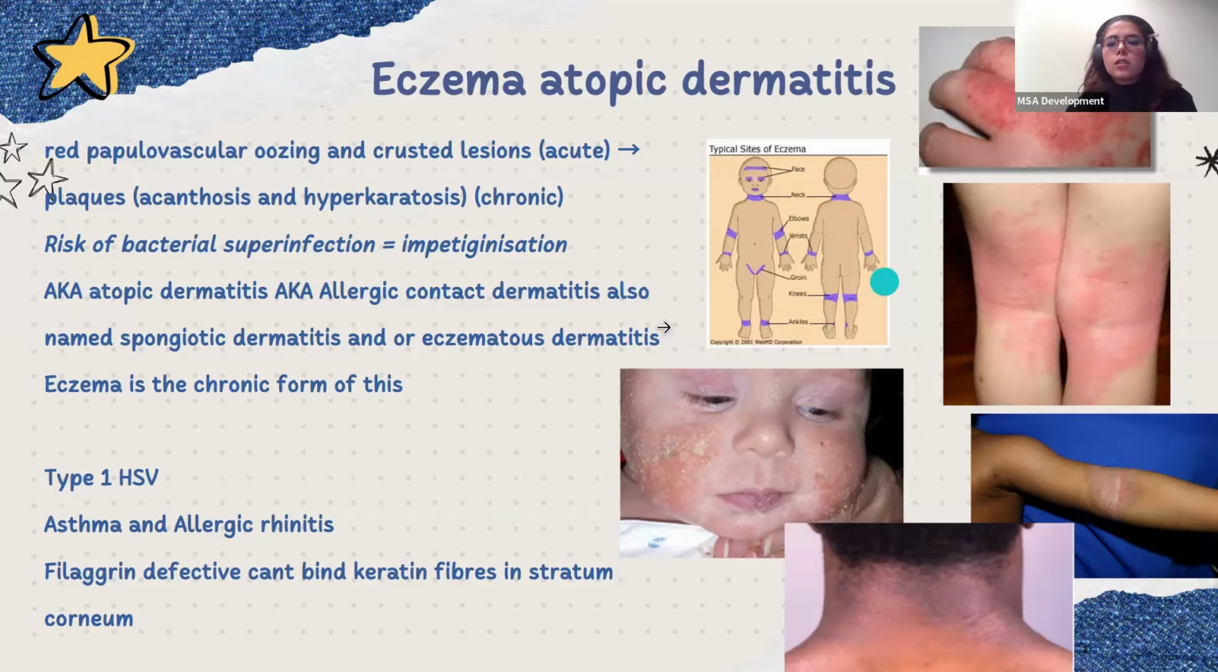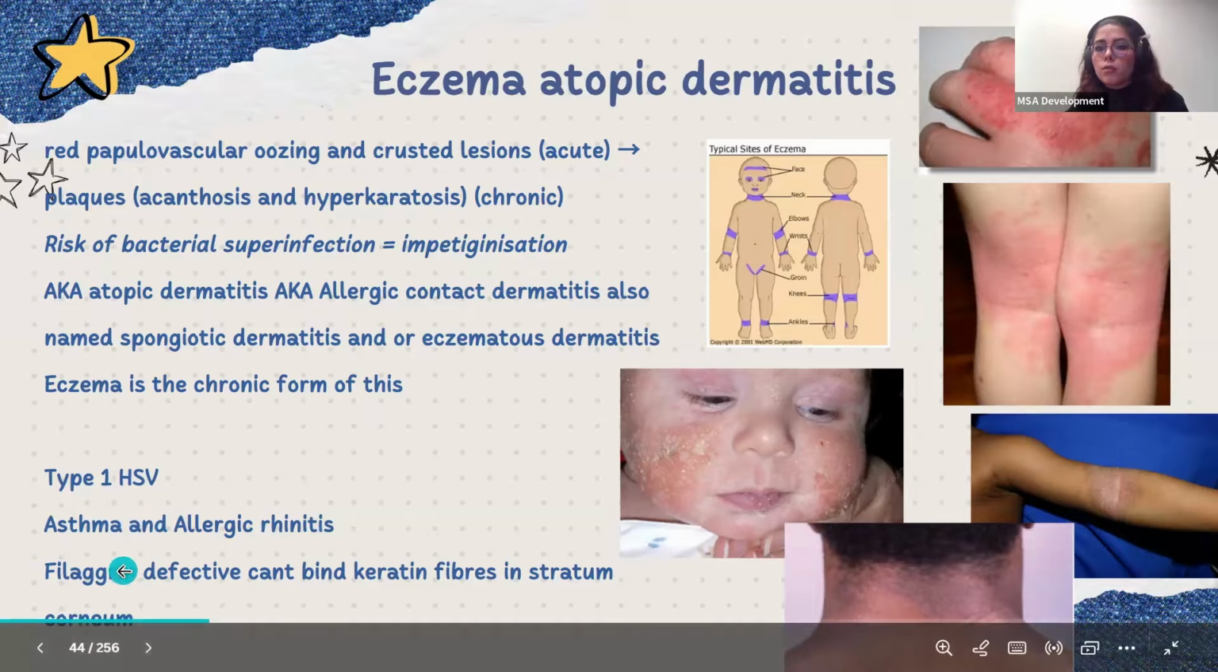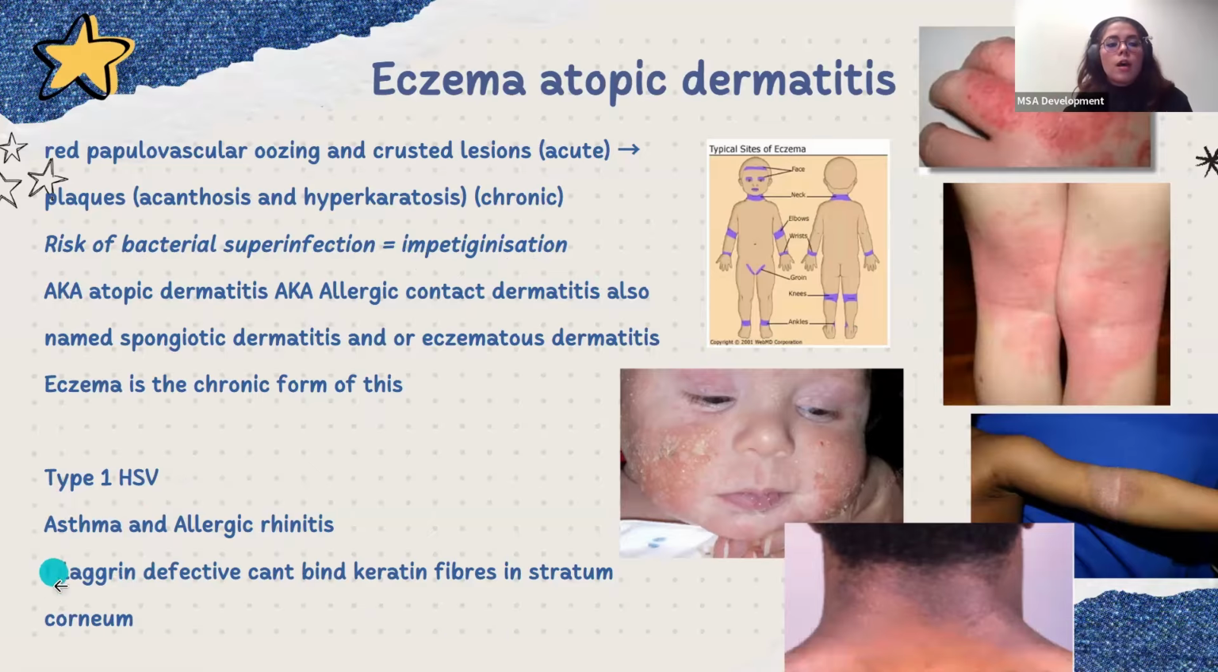There's a risk of bacterial superinfection, impetigo, we'll go over it later. It's a type 1 hypersensitivity response. Asthma and allergic rhinitis are involved with this. So just like a constant allergic response in a way.